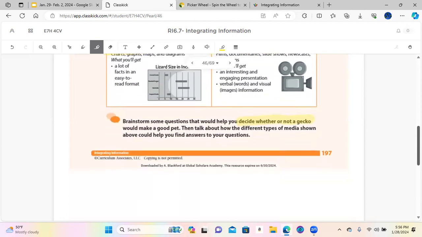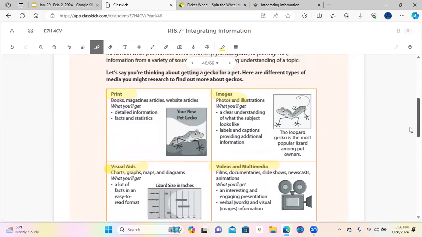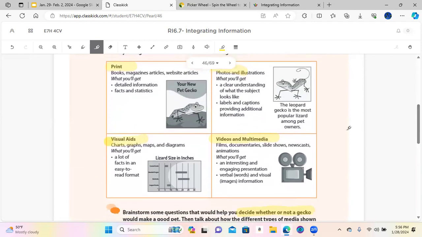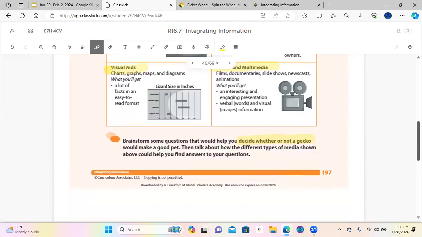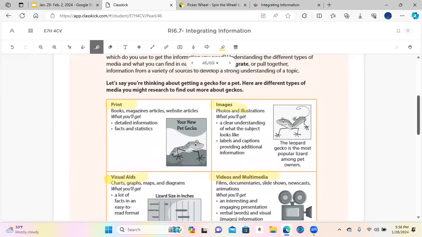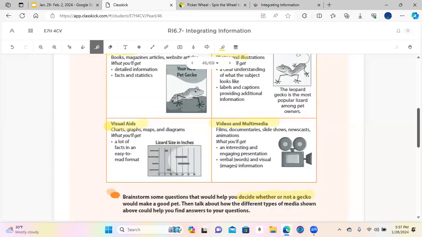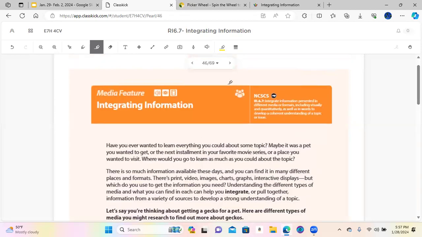And then you're going to think about the different type of media and which one could help answer your question. Okay. So maybe videos and multimedia would help us, when we watch these videos, we could see more about the geckos, how they live, what they eat, okay, and ways of taking care of them. Videos and multimedia may help, but you may decide to choose another format of presenting your information. That's totally fine.